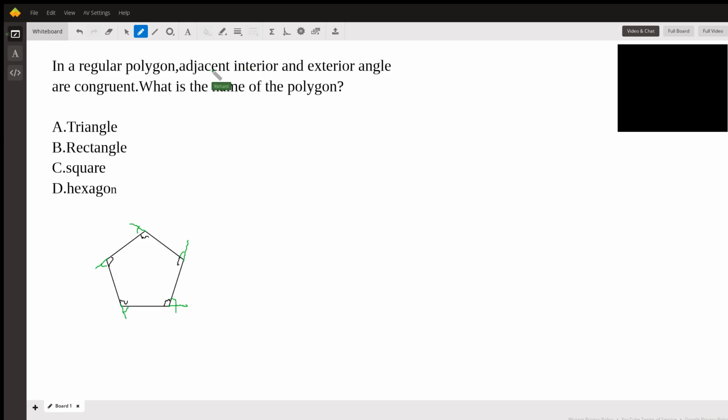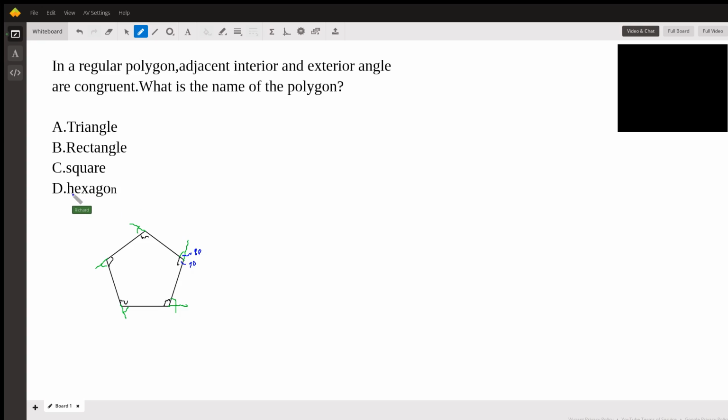Now, what they're saying in this problem is that the interior and exterior angles are congruent. And you can see that what that would mean is that this has to be 90 degrees here, and this one would also have to be 90 degrees, because when you take the interior angle and the exterior angle, they're adjacent and they form a straight line. And because we're told that these two angles are congruent, the only way they can form a straight line is if we have 90-degree angles.